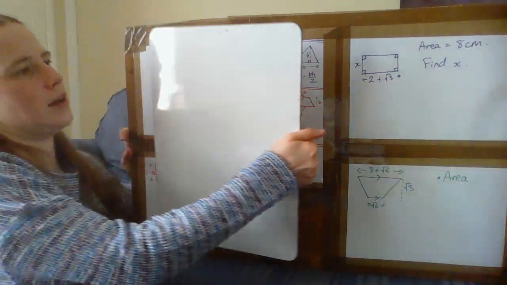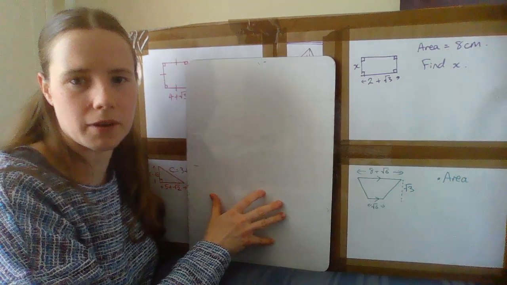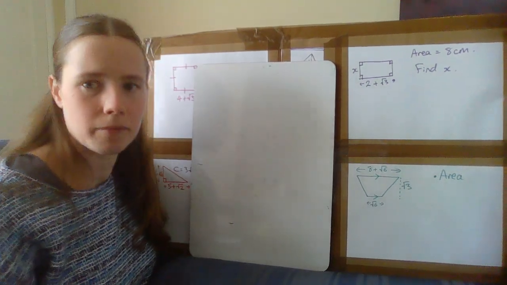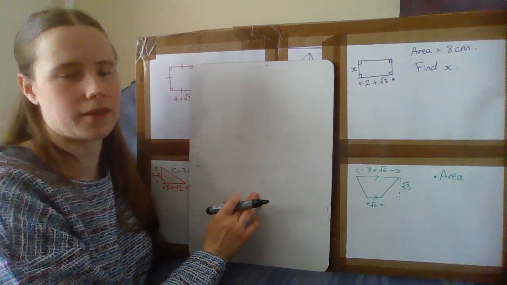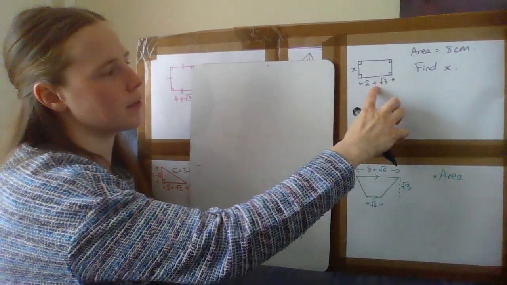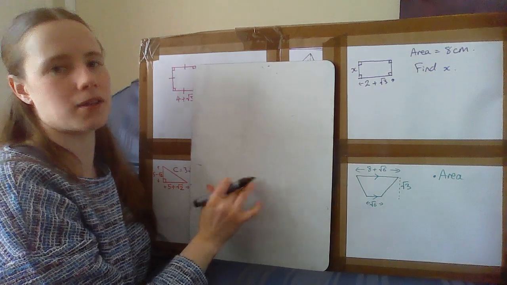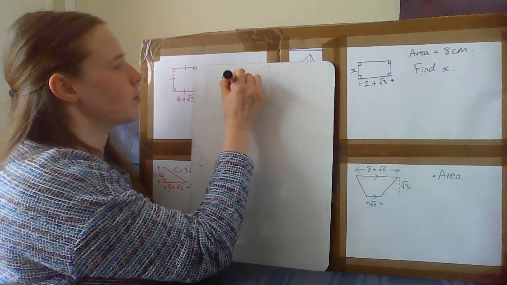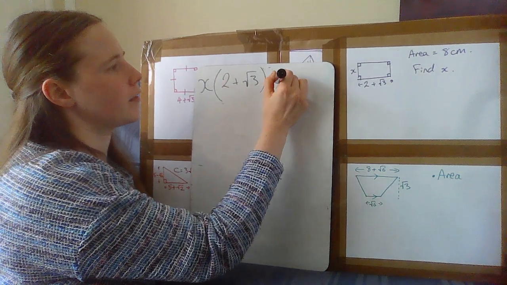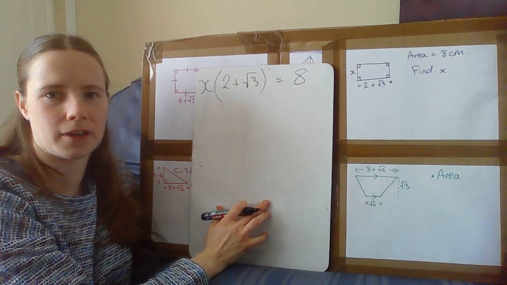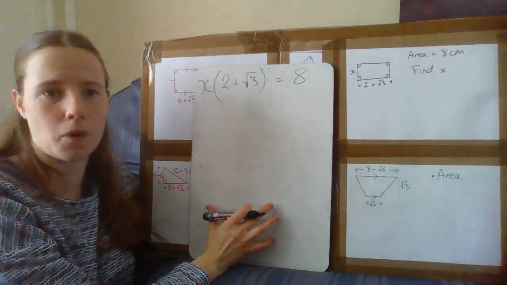Okay, so I'm going to pop the board over here so you can still see the questions as I'm going through it. So for the first one, I'm going to write an equation about the three things I've been told. I've got my height and my base and my area. So I can say that if I did 2 plus root 3 times by my height, I would get the answer of 8. Okay, and I now need to solve this for x.